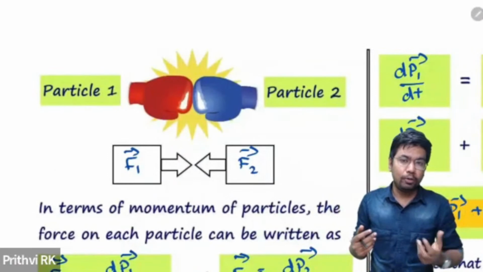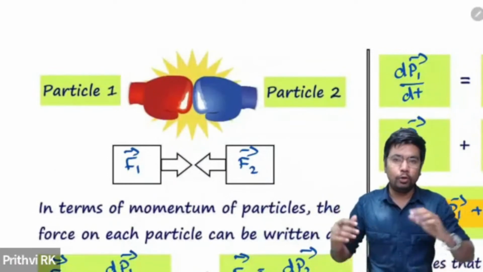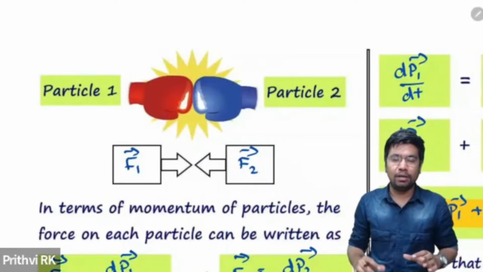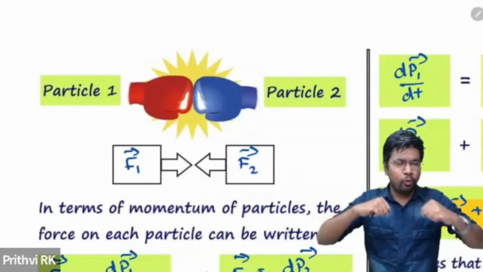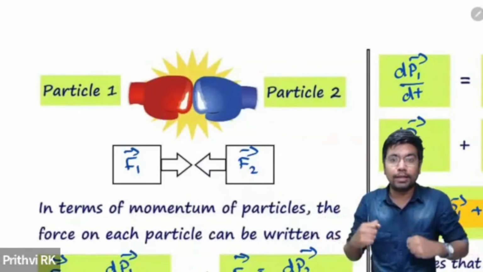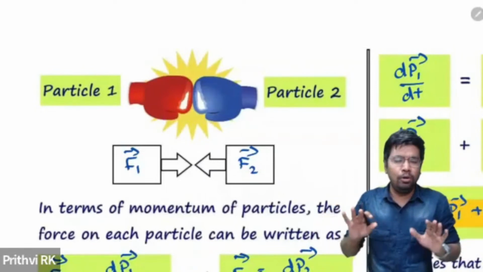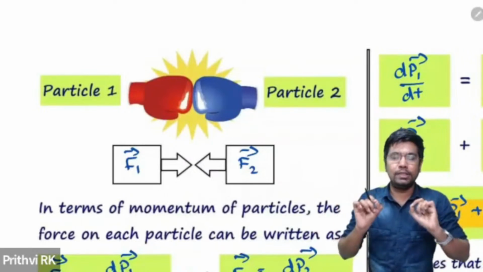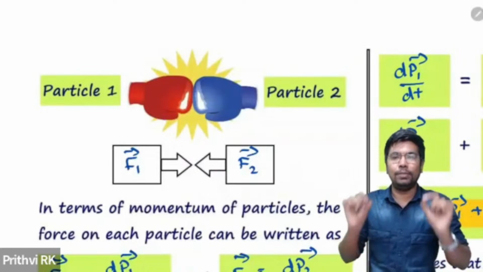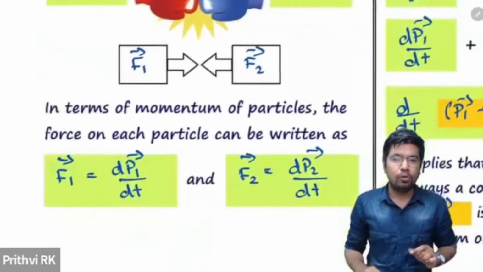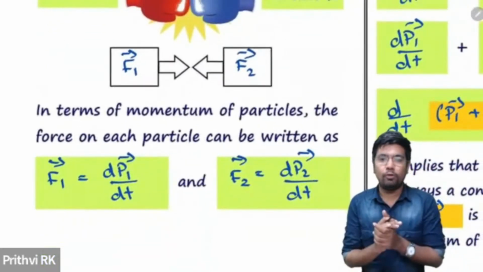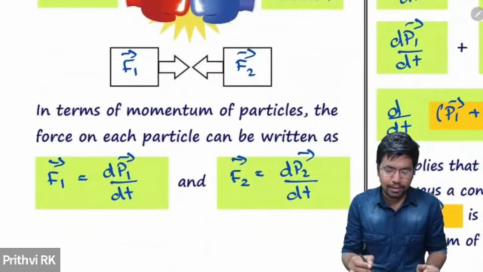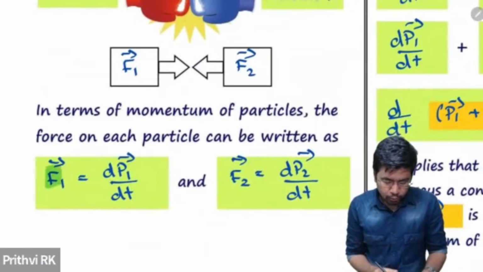One of the forces is F1 vector, the other force is F2 vector. They're colliding. So what they are saying here is that the forces acting here, F1 vector and F2 vector, we are going to represent them in terms of momentum. So in terms of momentum of particles, the force on each particle can be written as F1 vector.